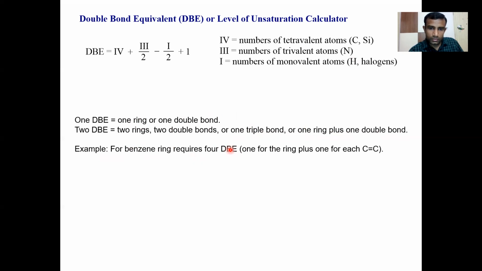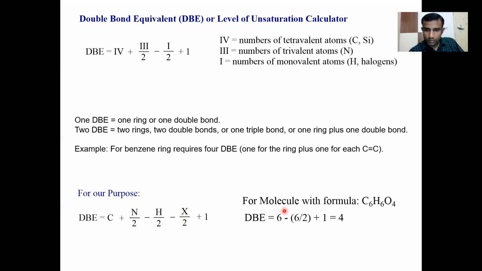However, you know that all the double bonds or pi electrons are conjugated, so delocalized. We cannot really localize them as alternating single and double bonds. However, just for our discussion, we are thinking like this: four double bond equivalents. So for our purpose, we will consider the number of carbons plus nitrogen atoms by 2, minus hydrogen by 2, minus the number of halogen atoms by 2, plus 1.